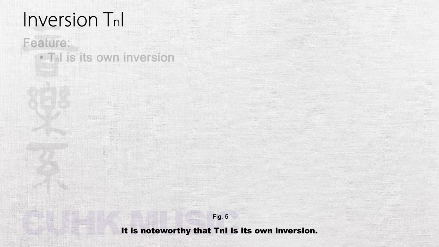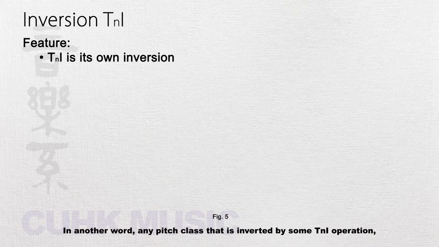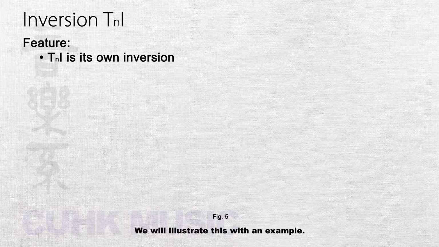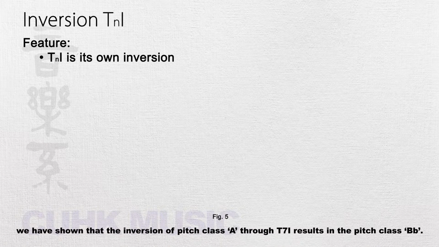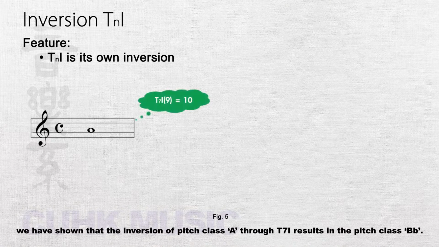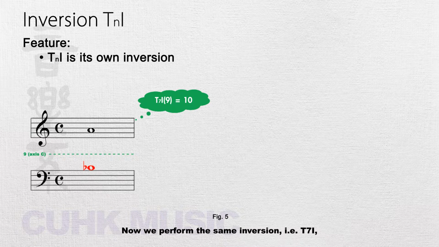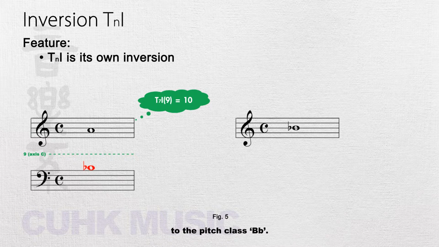It is noteworthy that TnI is its own inverse. In other words, any pitch class that is inverted by some TnI operation can be reversed back to its origin by performing the same TnI once again. We will illustrate this with an example. In the previous slide, we have shown that the inversion of pitch class A through T7I results in the pitch class B flat. Now we perform the same inversion, T7I, to the pitch class B flat.